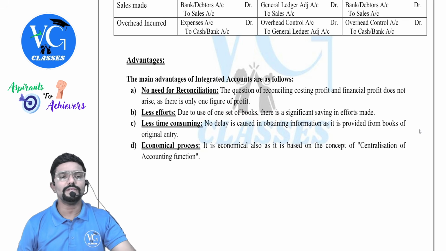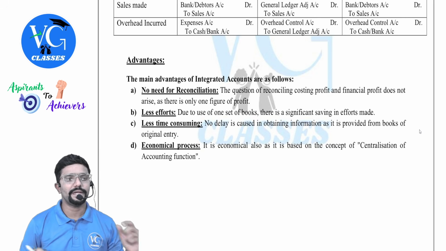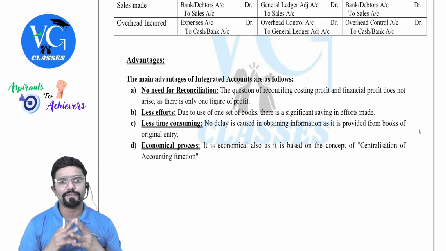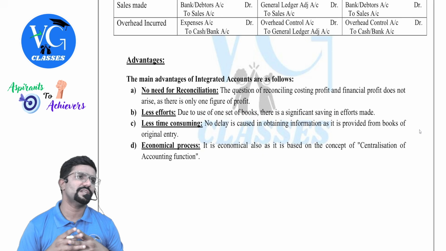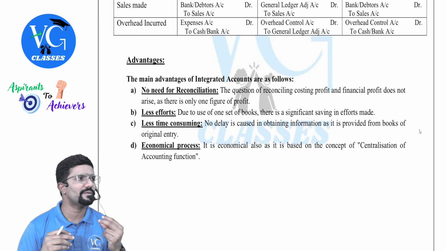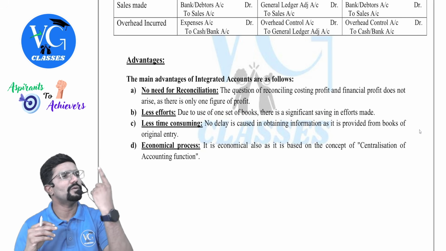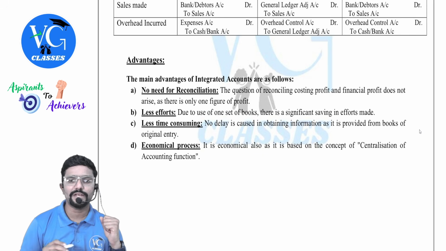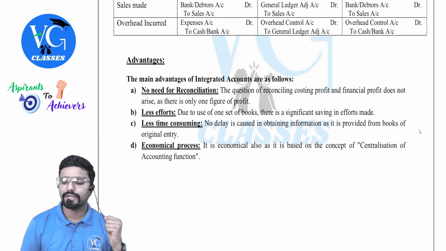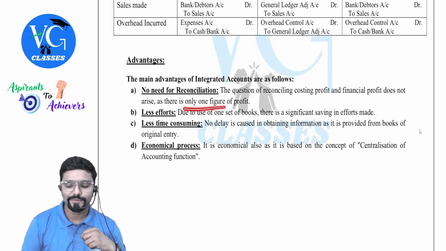What are the advantages, sir? The main advantages of integrated accounts are as follows. No need for reconciliation. Obviously, sir, we are preparing only one set of books of accounts, only one P&L account, only one profit. The question of reconciling costing profit and financial profit does not arise, as there is only one figure of profit.